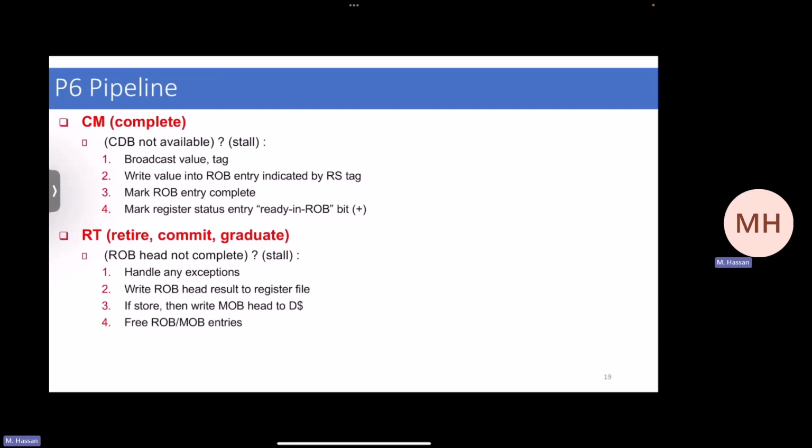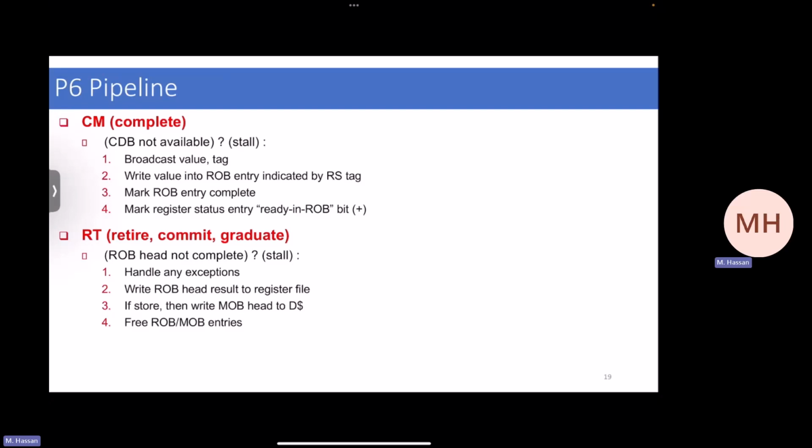Now, I need to check the head because I'm retiring them in order. So the ROB head is complete. Well, if the head is not complete, I cannot really retire anyone else, even if it's complete, because I'm retiring in order, so I have to stall. If the head is complete, then I see if there is any exception pending, and I handle those exceptions as we see later on in the example.